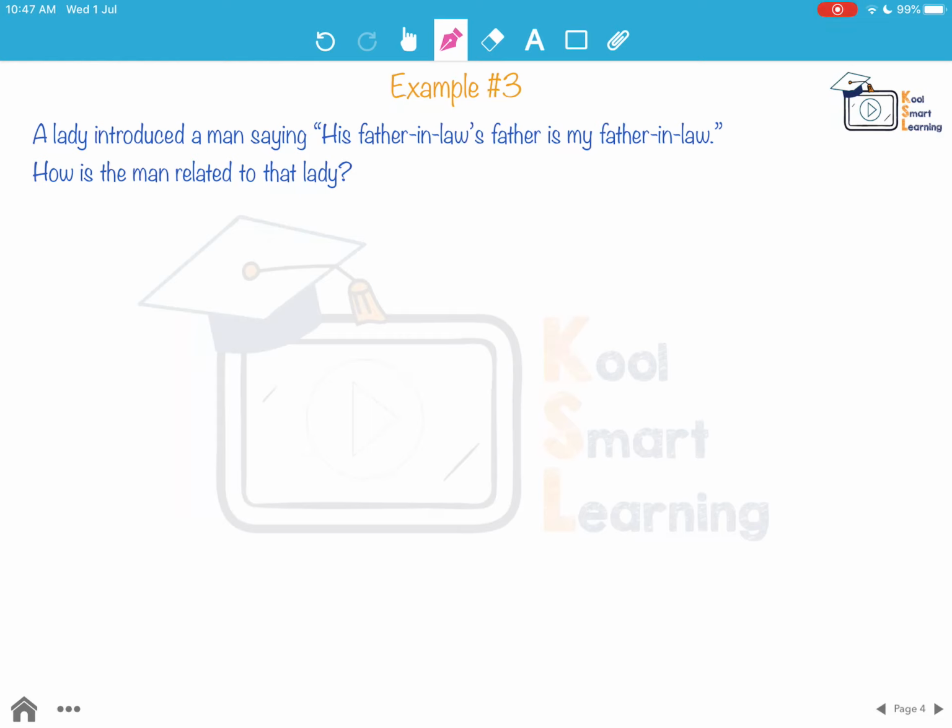We start from the lady's end. We start from this lady's end. Now her father-in-law means we will first draw her husband and his father, right? So this is the father-in-law, right?